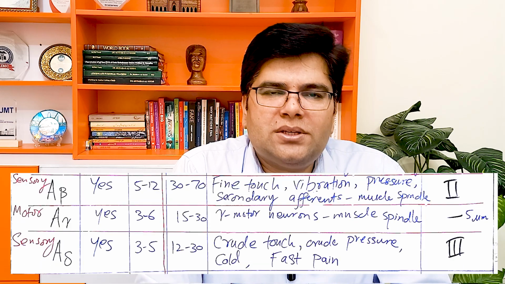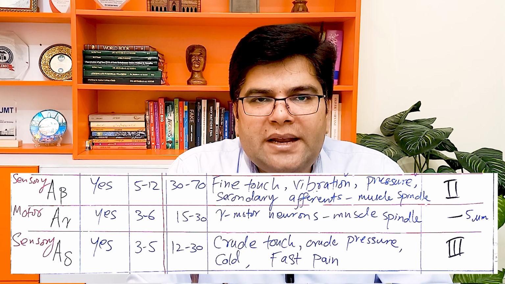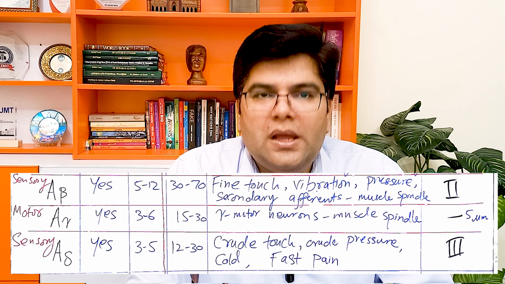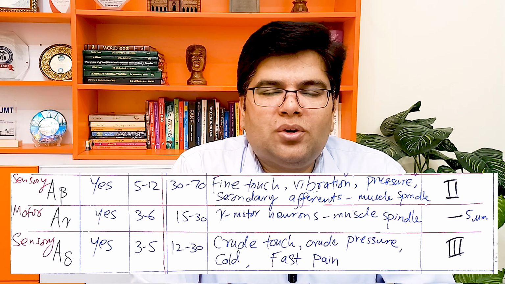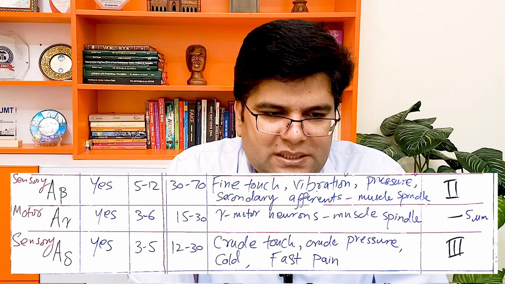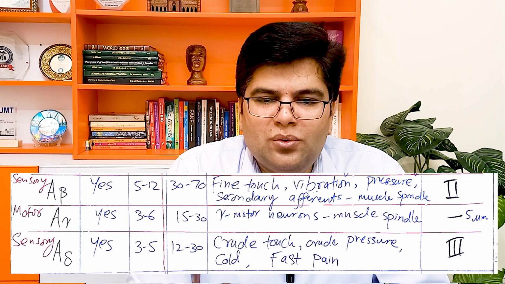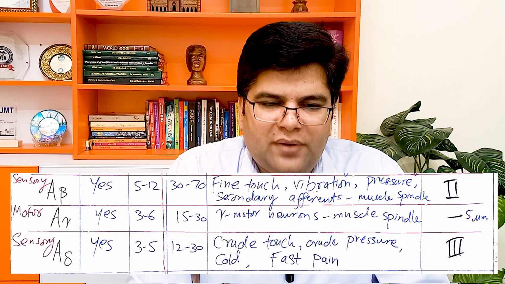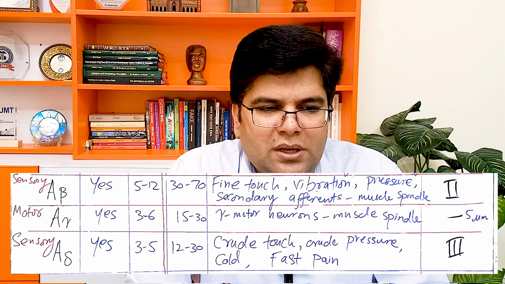A beta fibers carry the sensations of fine touch, vibration, pressure, and secondary afferents from the muscle spindle, and they come under class 2 of sensory nerve fibers. A gamma are the motor neurons which supply muscle spindles, and they do not come under sensory classification. A delta nerve fibers detect and carry the sensations of crude touch, crude pressure, cold, and fast pain, and they belong to category 3 of sensory classification.